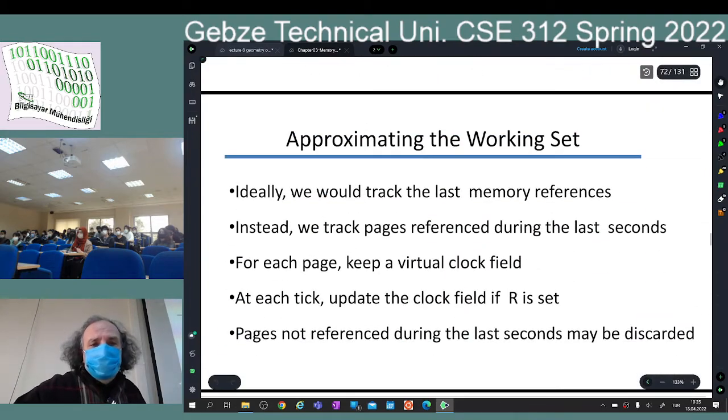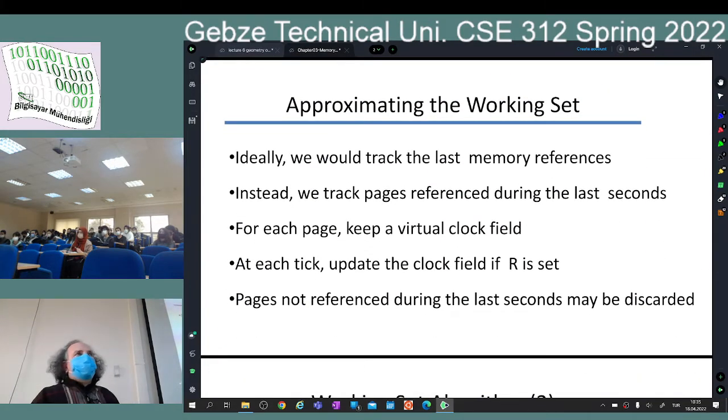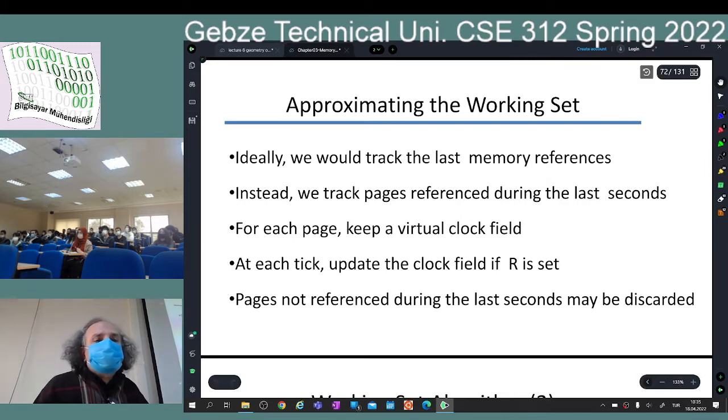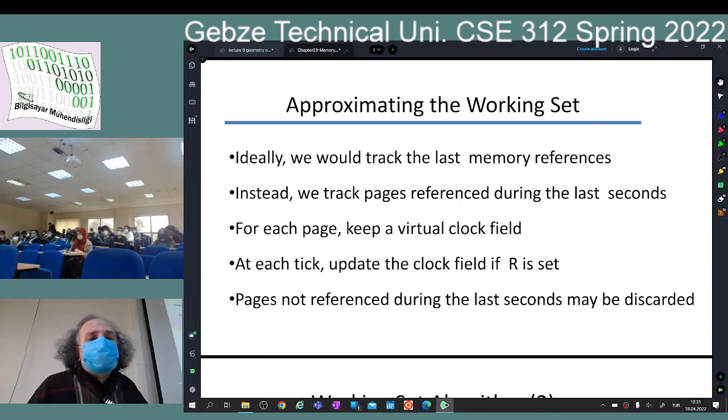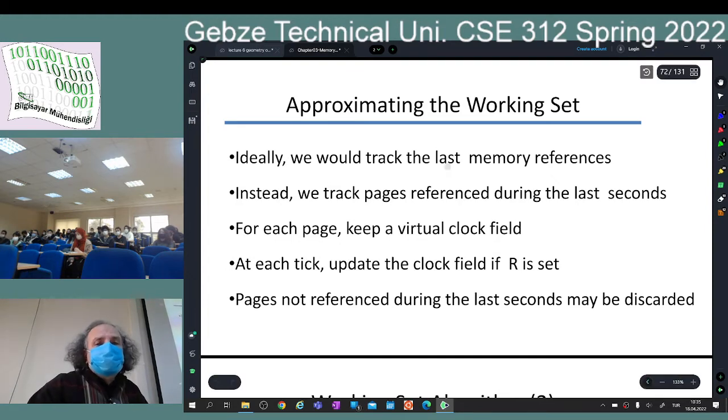And we introduced this idea of the working set page replacement algorithm. We said, okay, let's track the last memory references. Remember, with the least recently used algorithm, with the help of special hardware, we used to keep the last memory references, but that's not possible if we don't have hardware help. Instead, we will track the pages referenced during the last seconds.